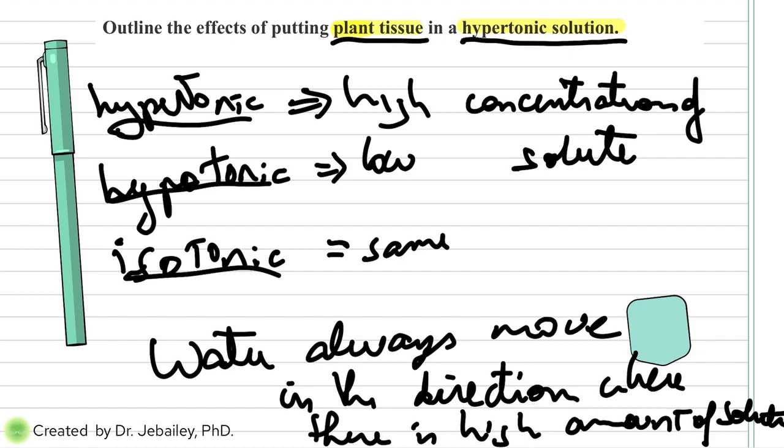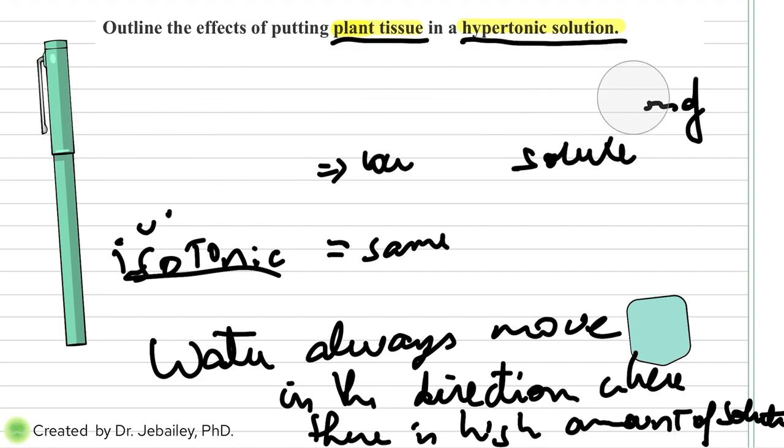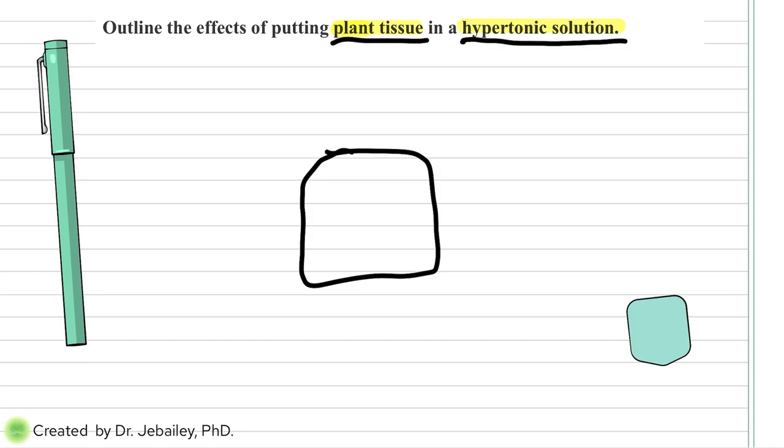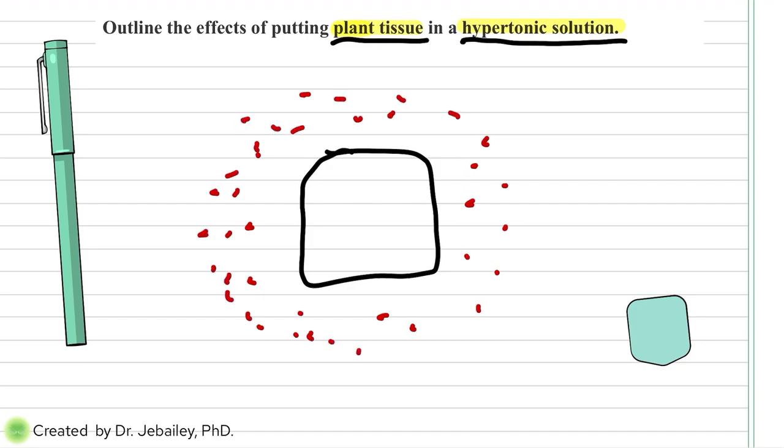So by refreshing your mind on these, now you can see from the question, they're asking what's going to happen if a plant cell is put into an area with a high amount of solute, because it says hypertonic. Let's say this is the plant cell, and you put it in a place where these little red dots are a bunch of salt and there's just a little bit inside. Obviously, because outside there's so much solute, the water of the plant is going to start leaving the plant.